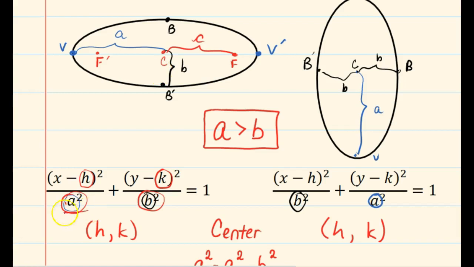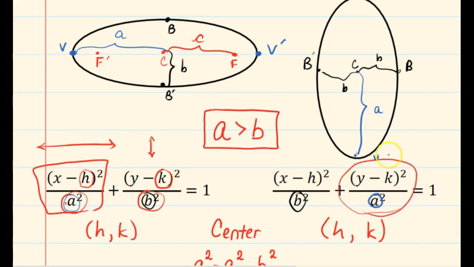And notice a, because it's bigger, it's under the x, so it's going to stretch it horizontally more than it is vertically. Over here, a is under the y, so it's going to stretch it more vertically than it is horizontally. So this is how we get our vertical ellipse.